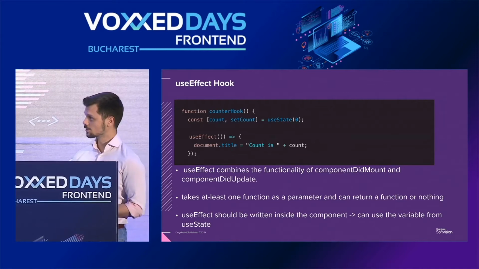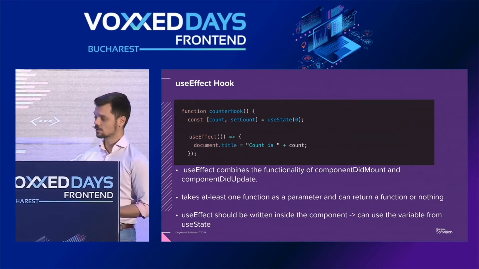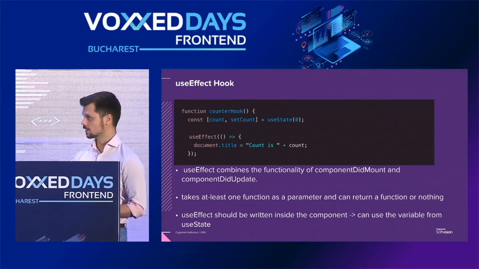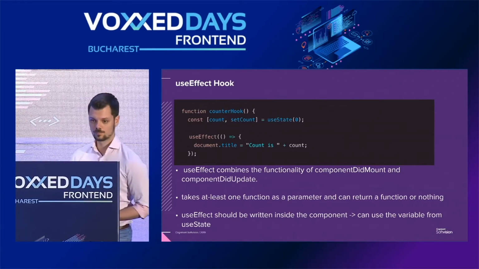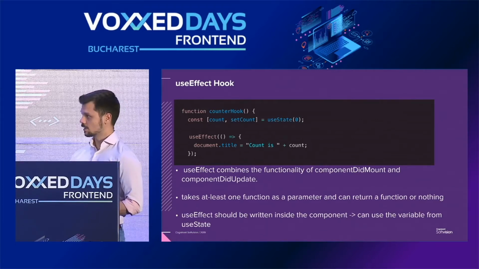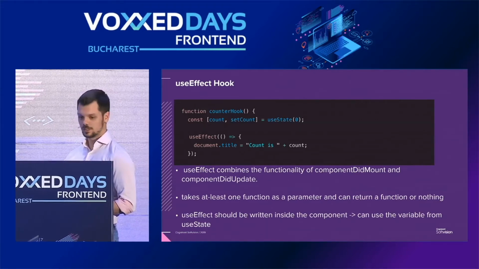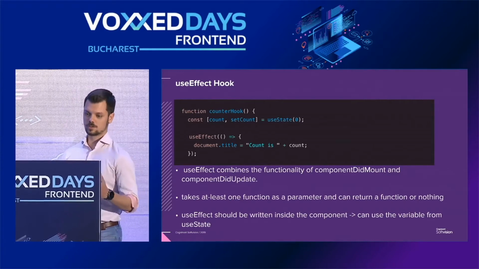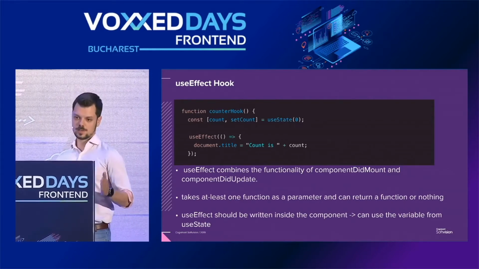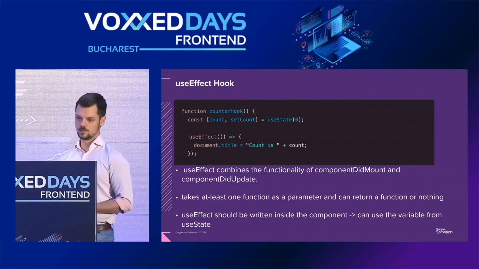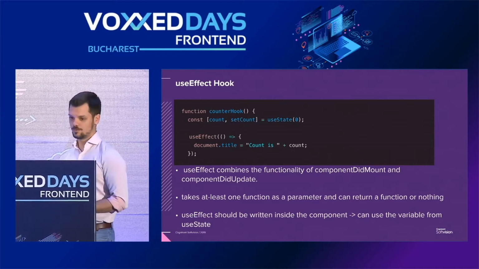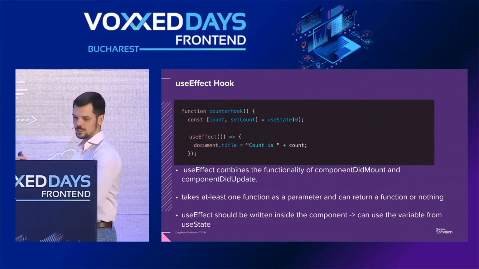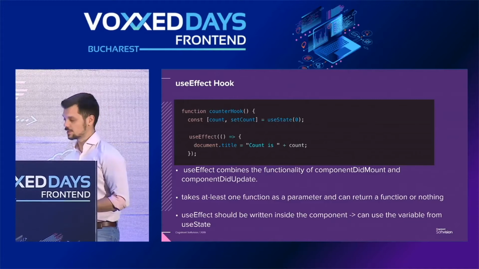is use a hook. We have the useState hook from the previous example Gratian showed you, and then we add the useEffect hook that just updates the count in the document title. So this hook combines the functionality of componentDidMount and componentDidUpdate from the previous slide. They run after the first render and after every update.